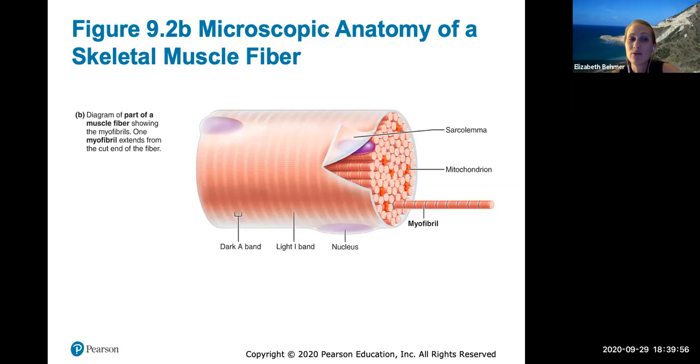One myofibril is extended from the cut end of the fiber. So you can see this myofibril being pulled out here, and it will be made of myofilaments, and it'll be arranged in striations and also sarcomeres, which is the contractile unit.